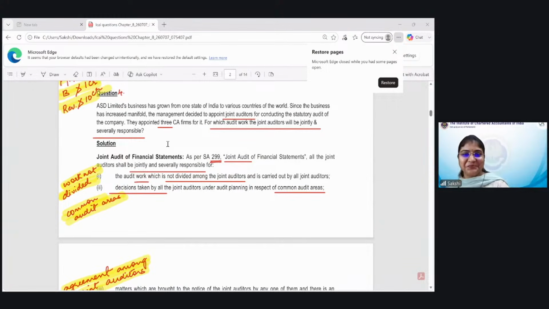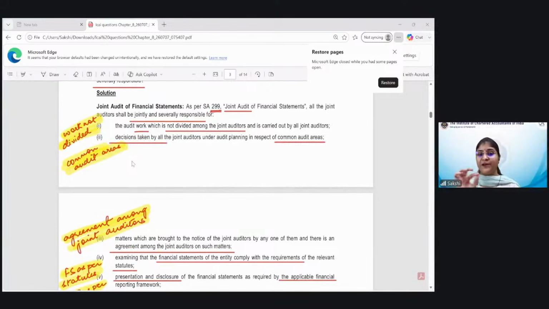Okay, all right. So, for conducting the statutory audit of the company, they appointed three CA firms for it, for which audit work the joint auditors will be jointly and severally responsible. Again, a very direct question. So you are given some points where the joint auditors are jointly and severally responsible, and for what work they are to be accountable individually, isn't it? So here they are asking for what responsibility they are jointly and severally responsible.